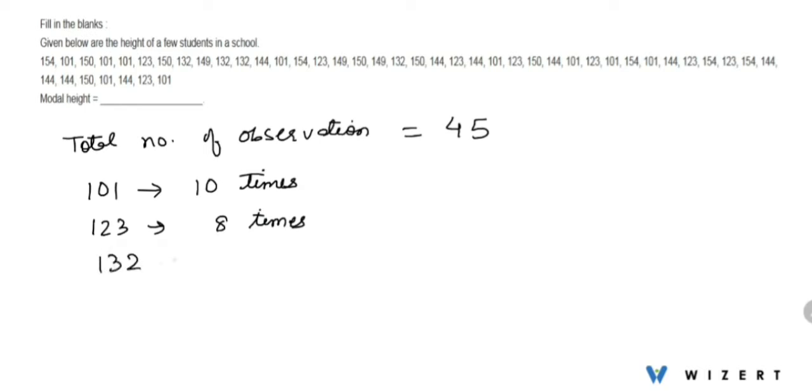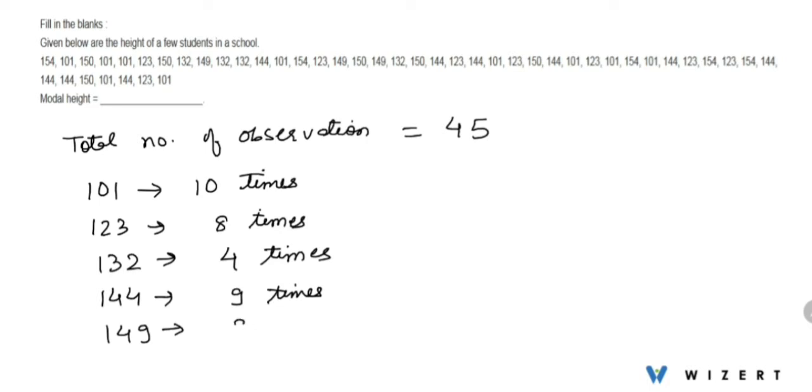So 132 is obtained by 4 students, means it is occurring 4 times. Similarly, 144 in the above observation we can see it is occurring 9 times. If we count 149 height, it is occurring 3 times. Similarly, 150 is occurring 6 times and the last height is 154, which is occurring 5 times.